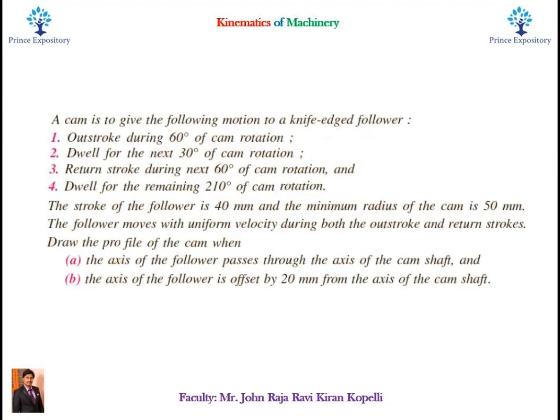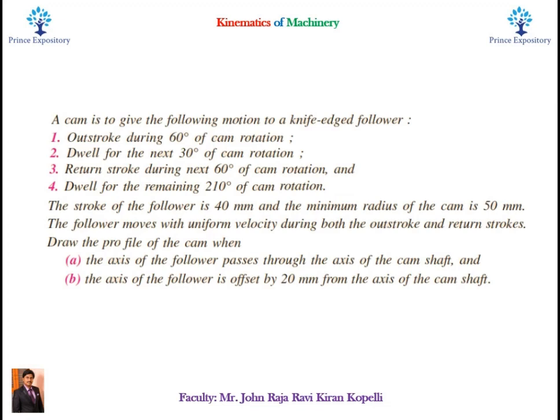Let us look at the question related to the problem on uniform velocity with the combination of radial cam and knife edge follower. A cam is to give the following motion to a knife edge follower. Outstroke during 60 degrees of cam rotation, dwell for the next 30 degrees of cam rotation, return stroke during the next 60 degrees of cam rotation, and dwell for the remaining 210 degrees of cam rotation.